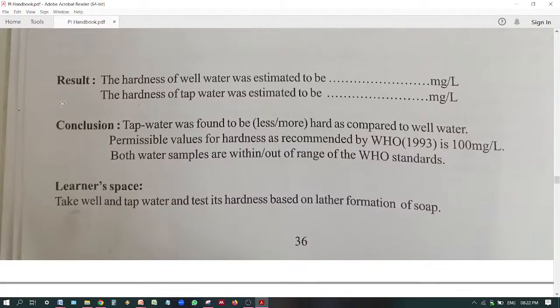Tap water was found to be less or more hard as compared to well water. The permissible value for hardness recommended by WHO in 1993 is 100 mg per L, that is the liter. That's why we have multiplied it with 1000. You have to mention whether both the samples are within or out of the range of the WHO standards. If your answer is less than 100 or more than 100, you have to mention that, because WHO says that it should be less than 100 mg per liter.